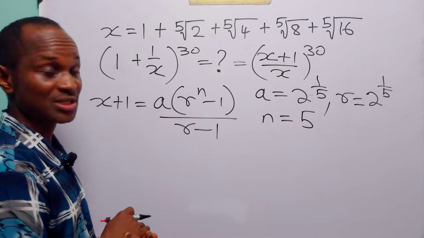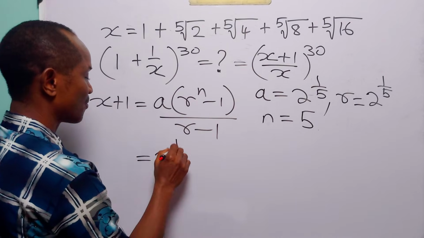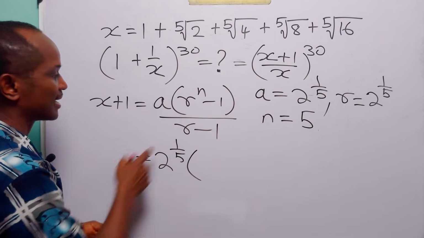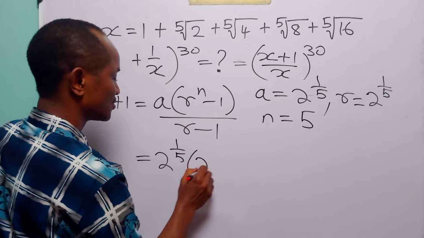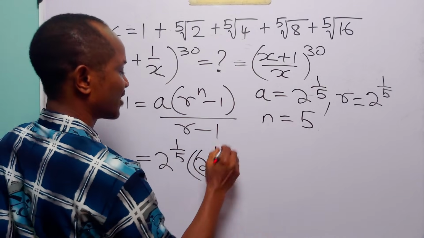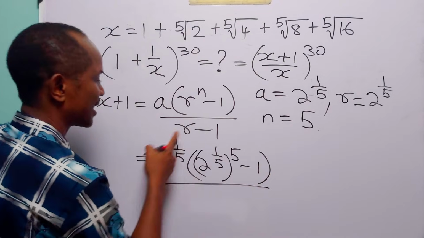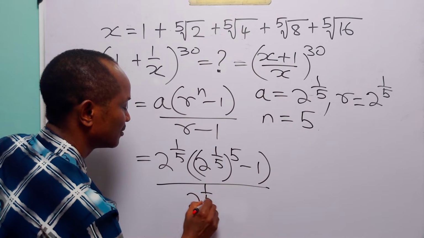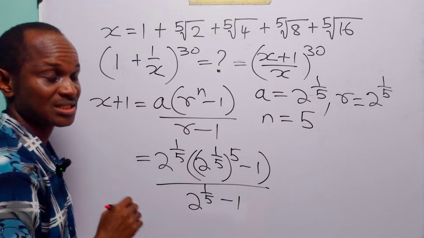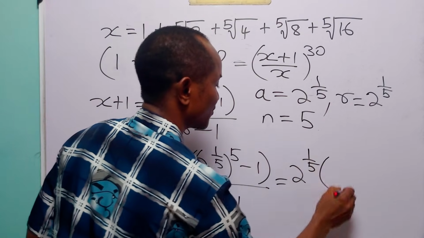And substituting into this formula, we have 2 to the power 1/5 multiplied by ((2 to the power 1/5) to the power 5 minus 1) divided by (2 to the power 1/5 minus 1). Now we have 2 to the power 1/5.